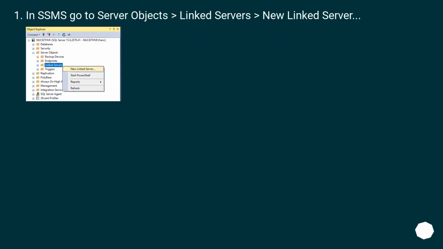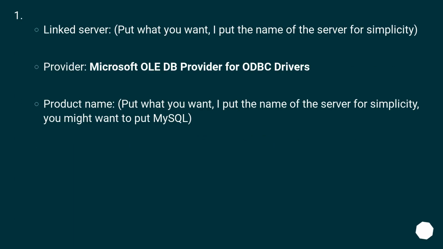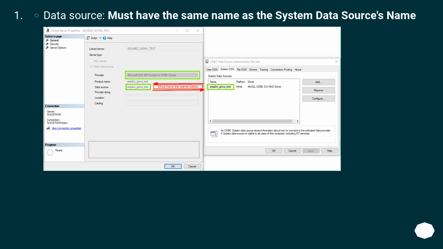In SSMS, go to Server Objects > Linked Servers > New Linked Server. Under General, set Linked Server, put what you want. I put the name of the server for simplicity. Provider, Microsoft OLE DB Provider for ODBC Drivers. Product name, put what you want. I put the name of the server for simplicity. You might want to put MySql. Data source must have the same name as the system data source's name.